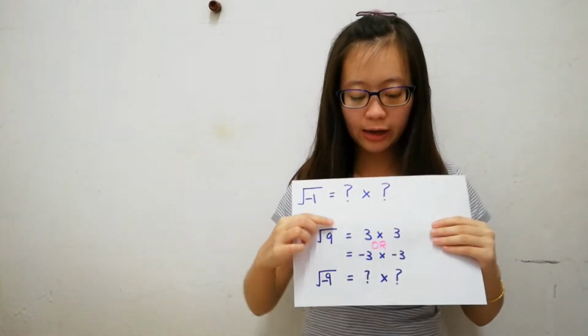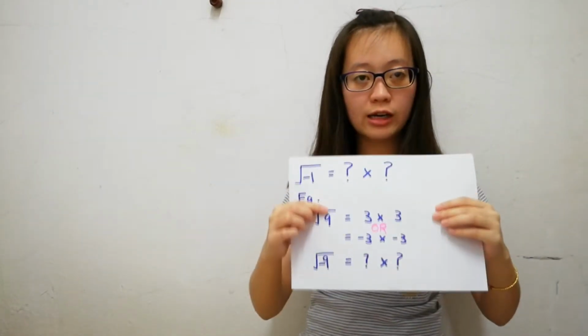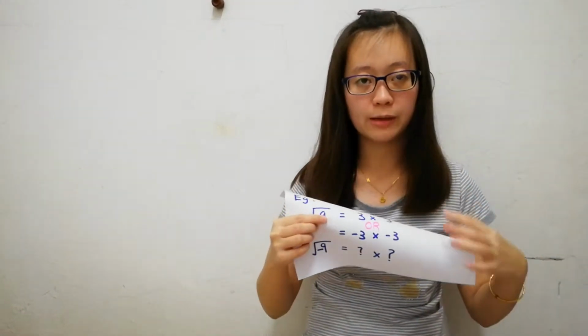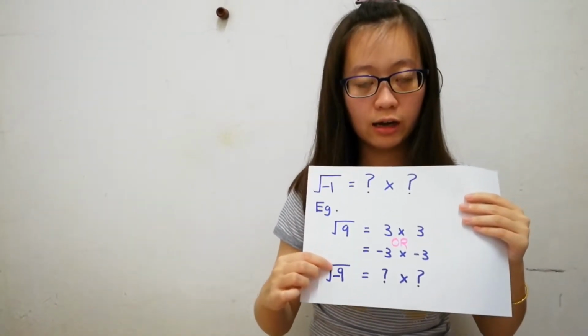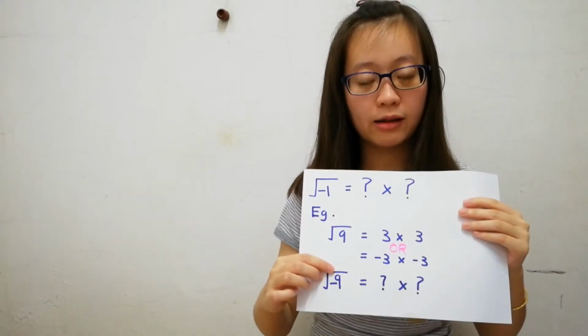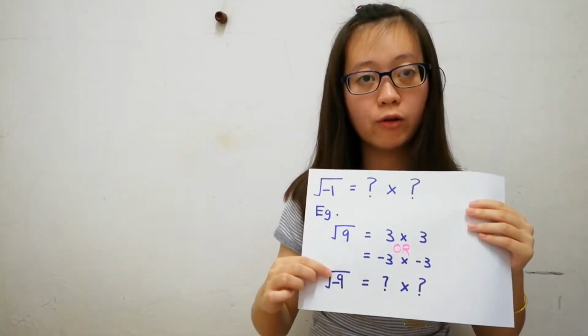For example, the square root of 9 we can get by multiplying 3 times 3 or negative 3 times negative 3. But how to get the square root of negative 9? What value need to multiply by itself in order to get square root of negative number?